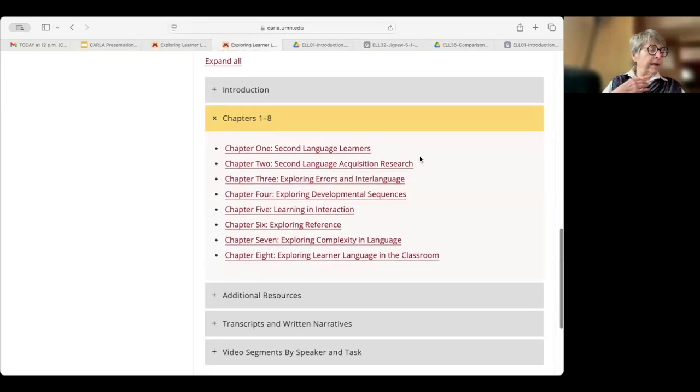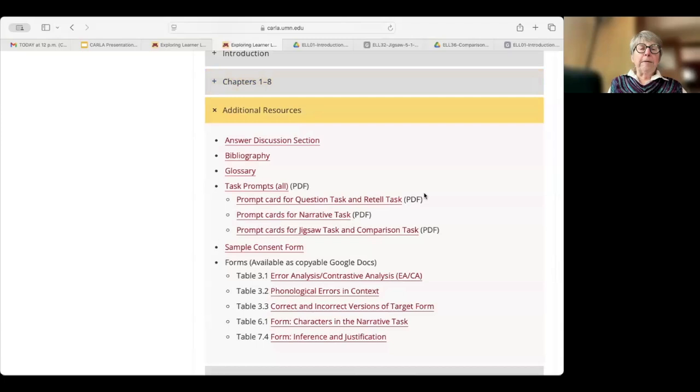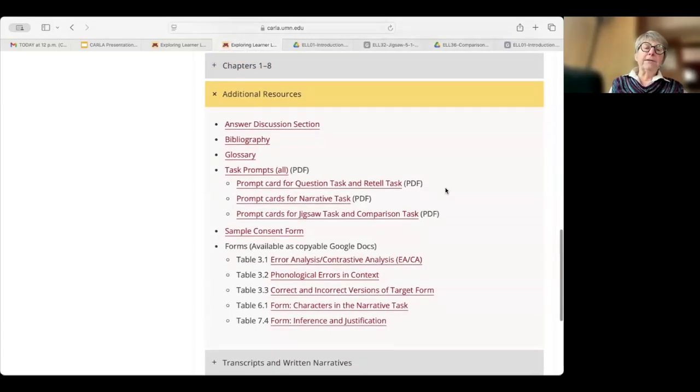Chapter 8 reviews Dick Allwright's framework of exploratory practice. And then under additional resources, if you click on that, you will see that we provide a discussion of some of the answers to the exercises, a bibliography, a glossary, and then copies of the task prompts should you wish to print them out and use them yourself to gather your own data.